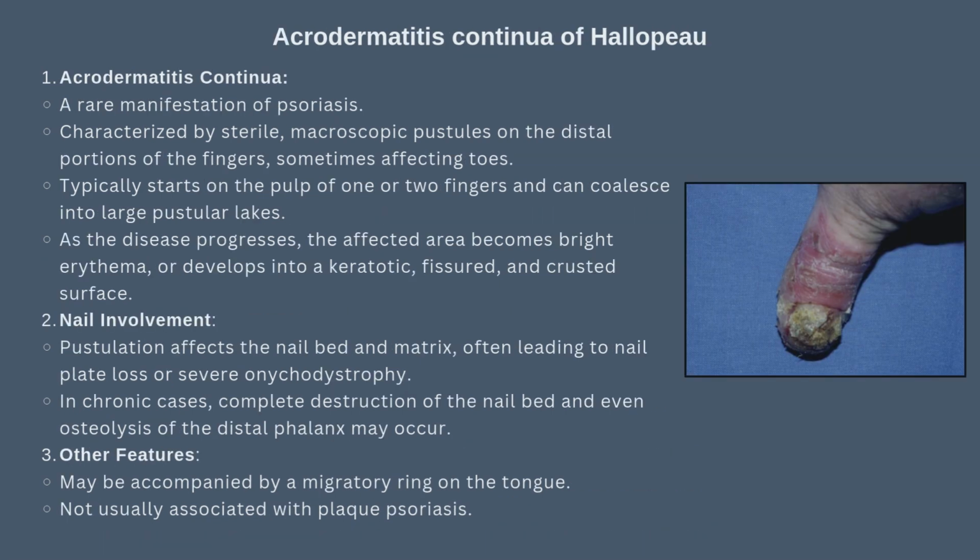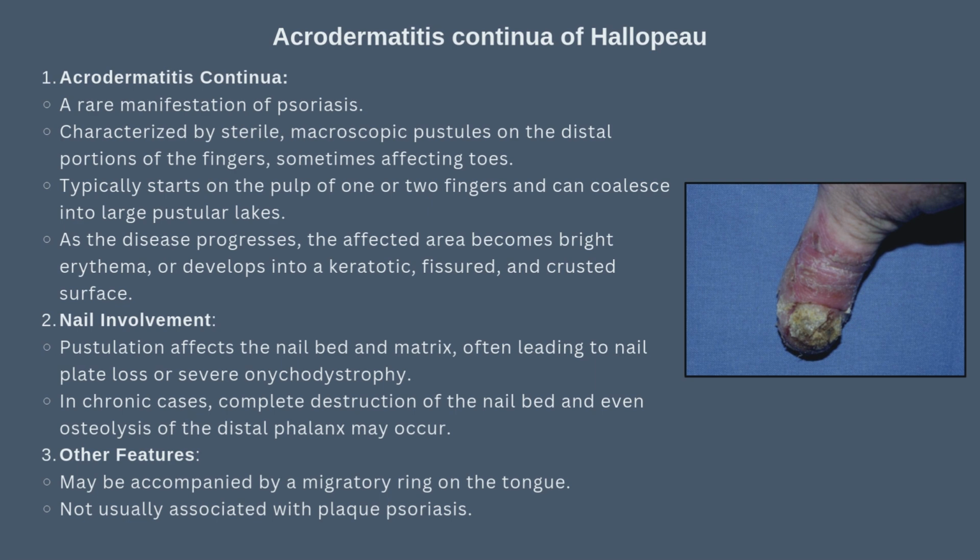Acrodermatitis continua of Hallopeau. Acrodermatitis continua, a rare manifestation of psoriasis, is characterized by sterile, macroscopic pustules on the distal portions of the fingers, sometimes affecting toes. Typically starts on the pulp of 1 or 2 fingers and can coalesce into large pustular lakes. As the disease progresses, the affected area becomes bright erythema, or develops into a keratotic, fissured, and crusted surface.